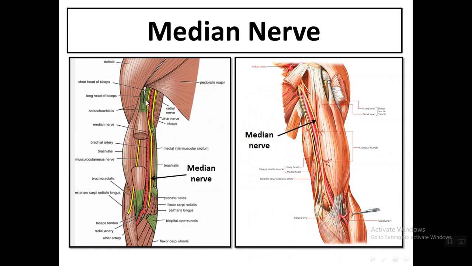We can see here that this is the median nerve. First of all, it is lateral to the brachial artery. At the mid of the arm, it becomes anterior, and lastly, distally, it becomes medial to the brachial artery.